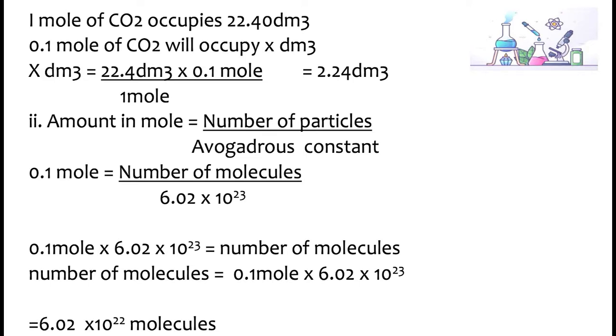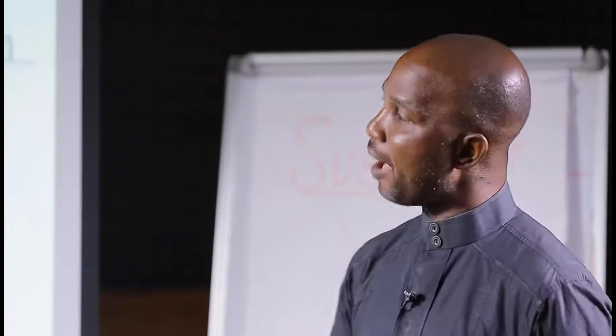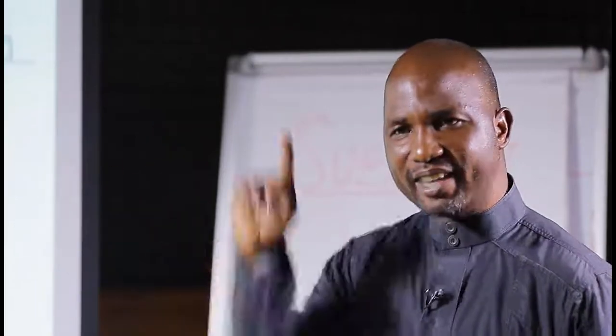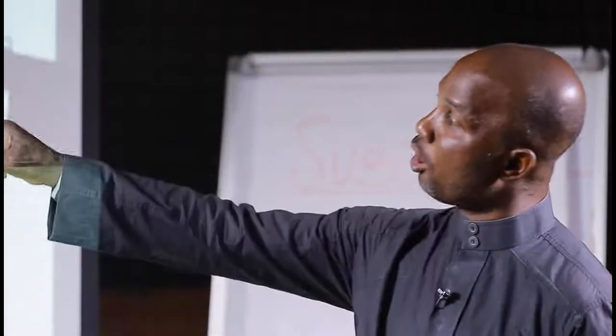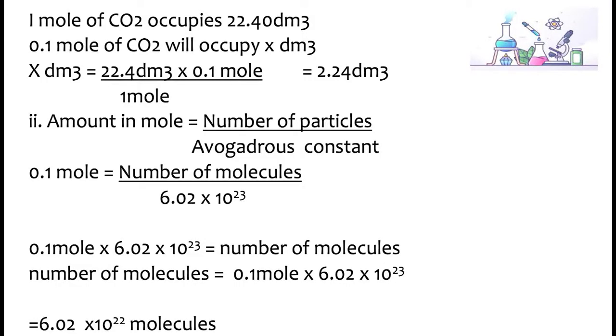Now, 1 mole of carbon 4 oxide will occupy a volume of 22.4 dm cube, which is the molar volume of gases. Remember, I told you earlier that at STP, 1 mole of any gas will occupy a volume of 22.4 dm cube. So if 1 mole of carbon 4 oxide occupies a volume of 22.4 dm cube, 0.1 mole of carbon 4 oxide will occupy X dm cube. So if you make X subject of formula, your final answer becomes 22.4 dm cube times 0.1 mole divided by 1 mole. So mole cancel out and your final answer will be 2.24 dm cube.